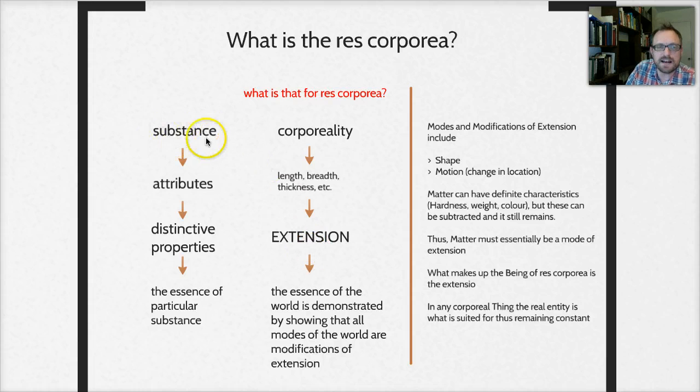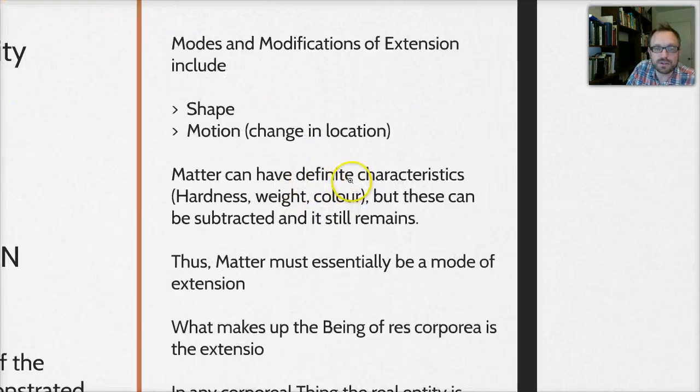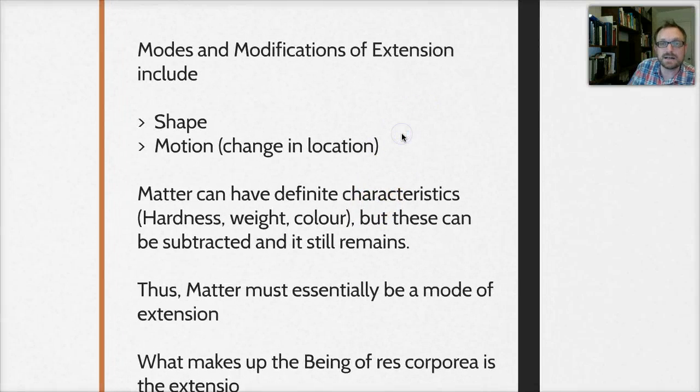And of course, this is because every substance has attributes, and these attributes denote distinctive properties, and then we can get the essence of something. And this is what he's doing when he talks about the world and its corporeality. But the idea for Descartes is that the essence of the world is demonstrated by showing that all the modes of the world are modifications of extension, right? That at the root, anything that's in the world in a bodily sense, the worldhood, is just extension. Now, the modes and modifications of extension include a lot of things.